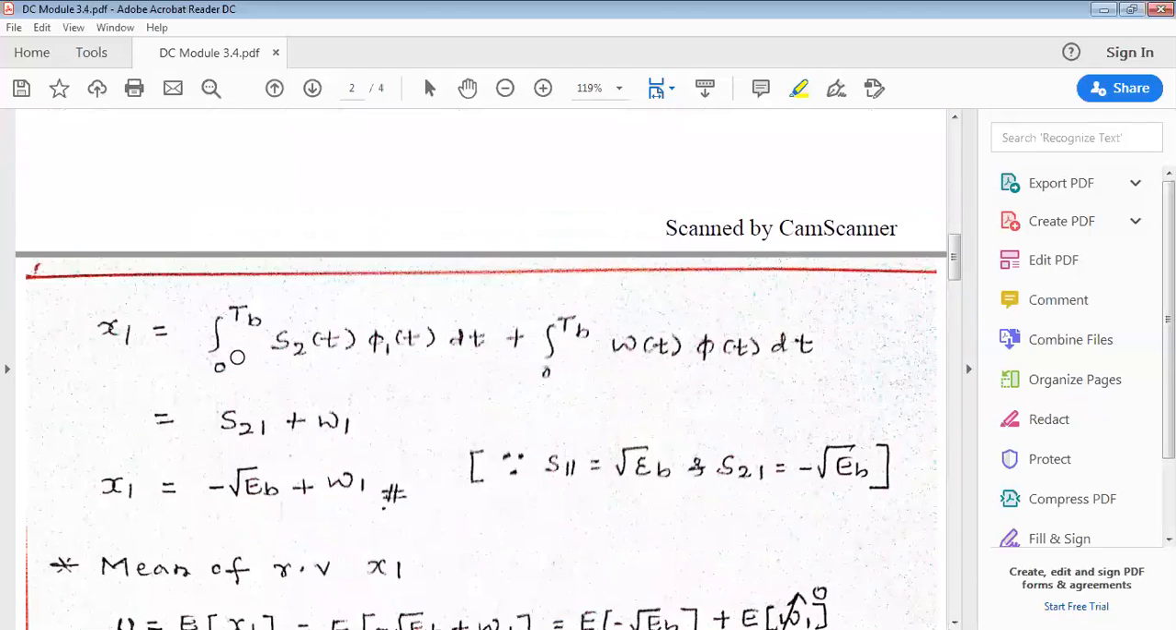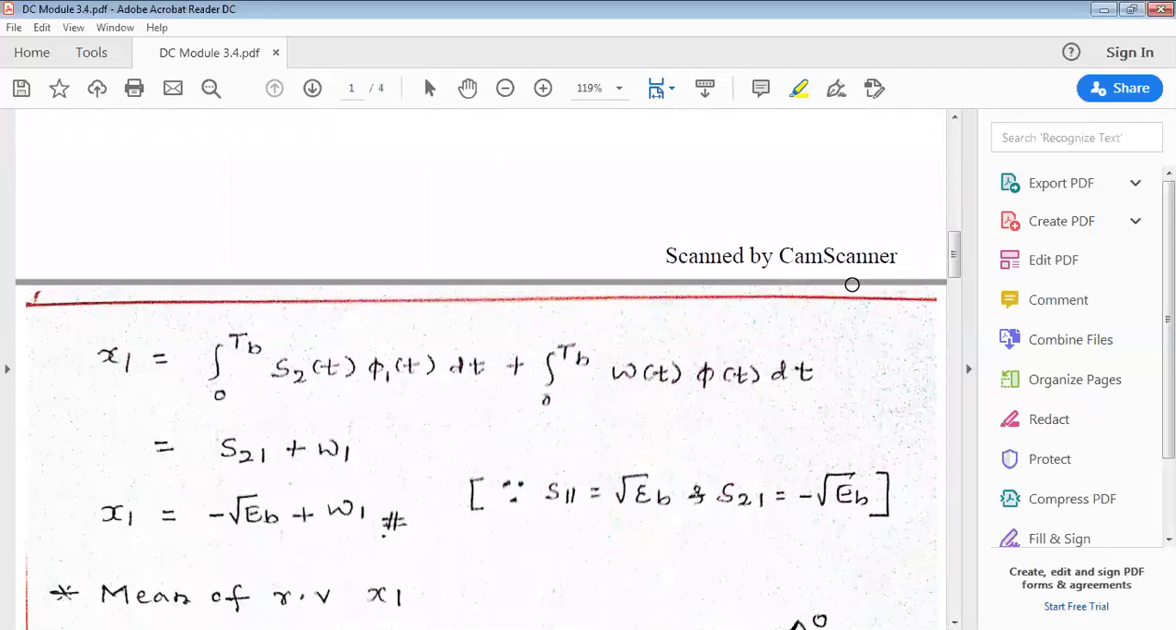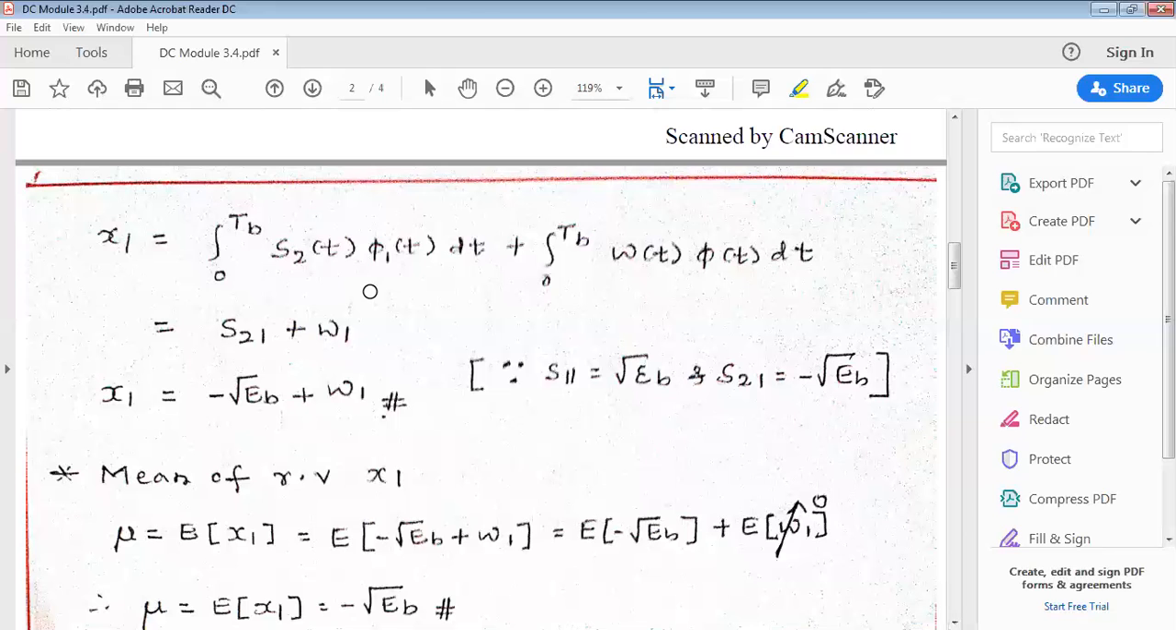Next, x1 is equal to integration from 0 to Tb. Let us simplify this. S2 of t is multiplied with phi1 of t into dt, integrated separately, plus integration from 0 to Tb of W of t multiplied with phi1 of t with respect to dt.